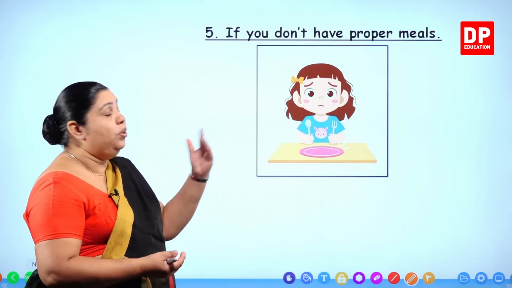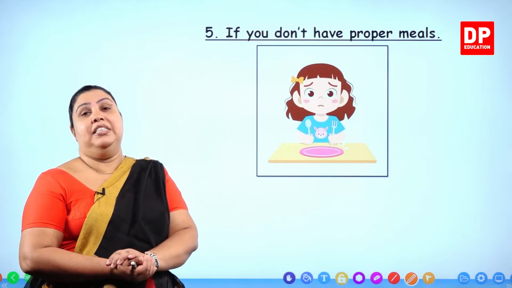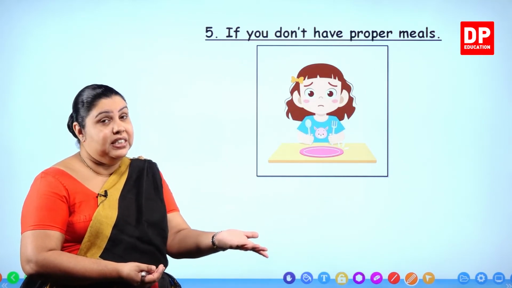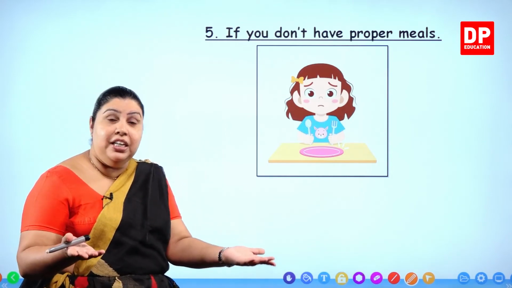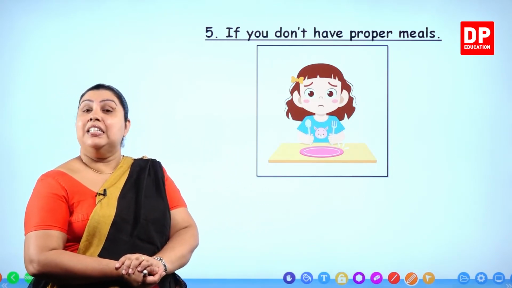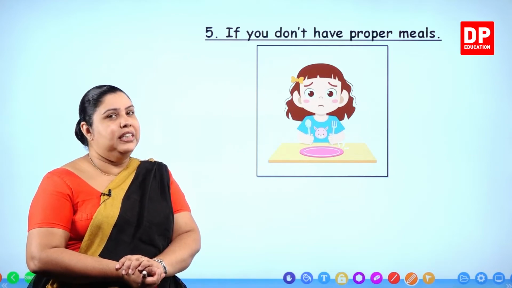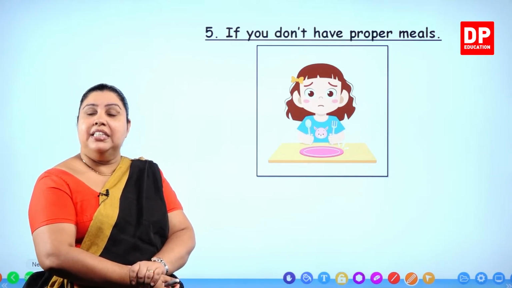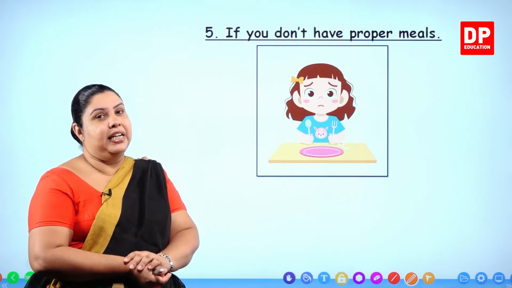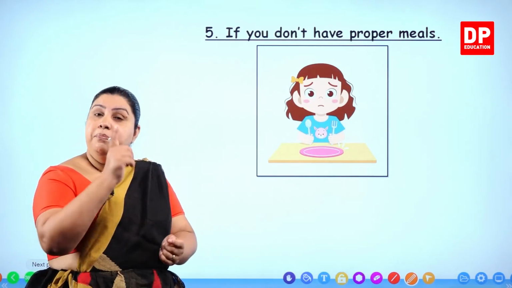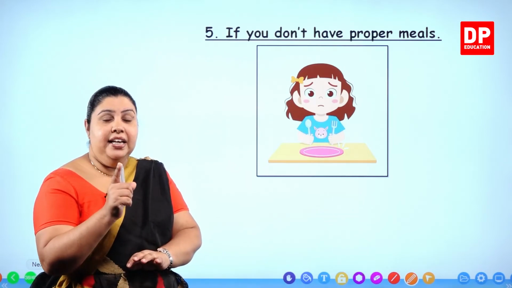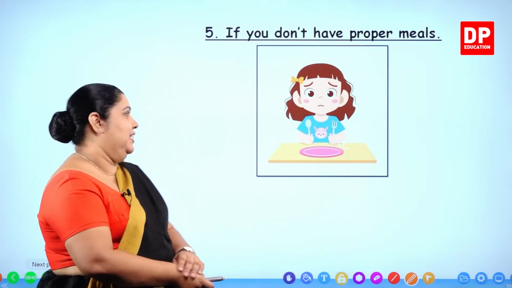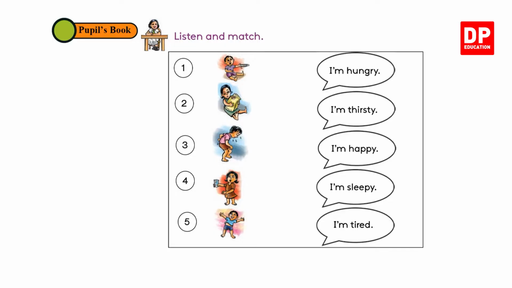So now you know why we feel sleepy, why we feel hungry, why we feel thirsty, why we feel happy, and why we feel tired. So keeping all these things in mind, we have to complete our workbook activities as well. But before that, it's time for us to go to our pupils book. Let's see, we have something to do in our pupils book and what that is. Let's turn to this page.